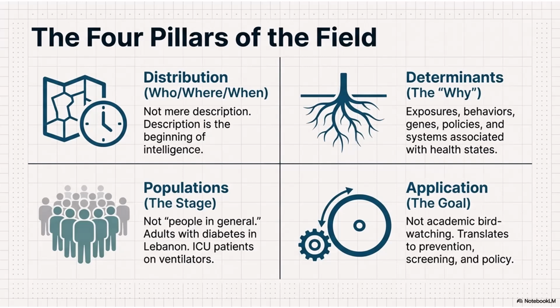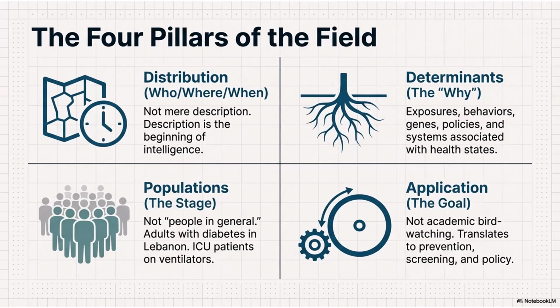Number 3, specified populations. This part matters more than people realize. Epidemiology is not about vibes. It is not about people in general. It is about clearly defined populations. For example, adults with diabetes in Lebanon, ICU patients receiving mechanical ventilation, women aged 50 to 69 in a breast cancer screening program, HIV-positive adults on ART, residents of a refugee camp during a hepatitis A outbreak. The population is not decoration. It is the stage on which the whole question lives.